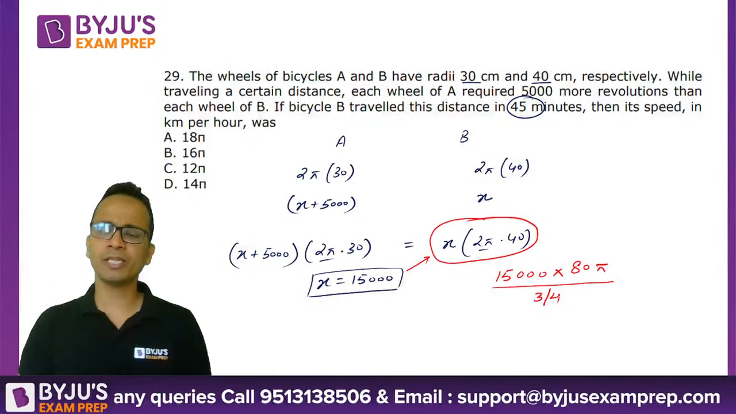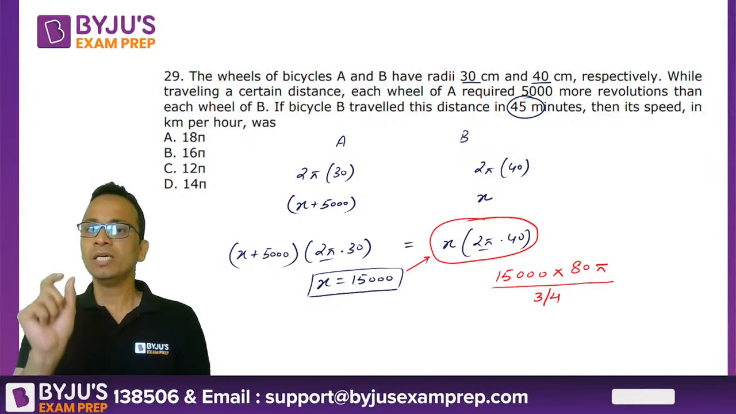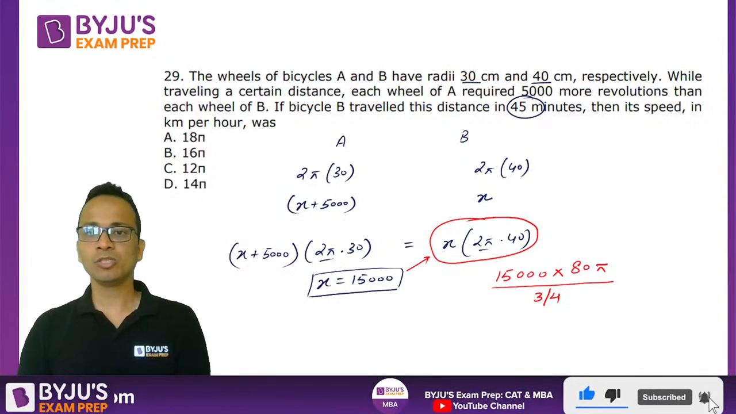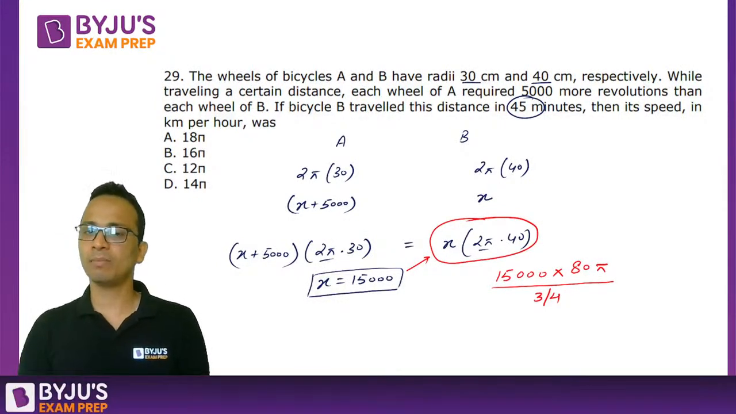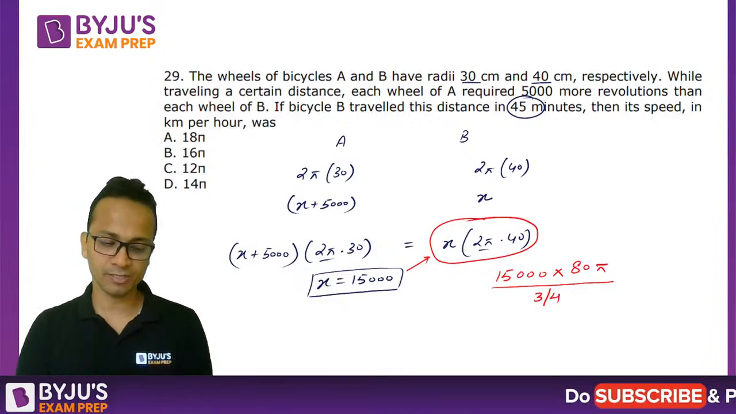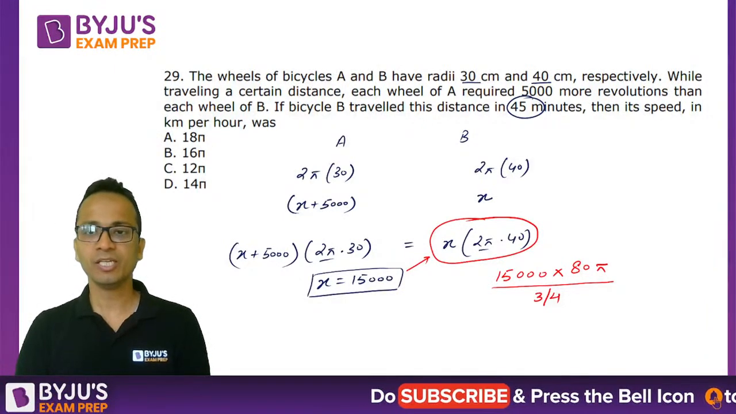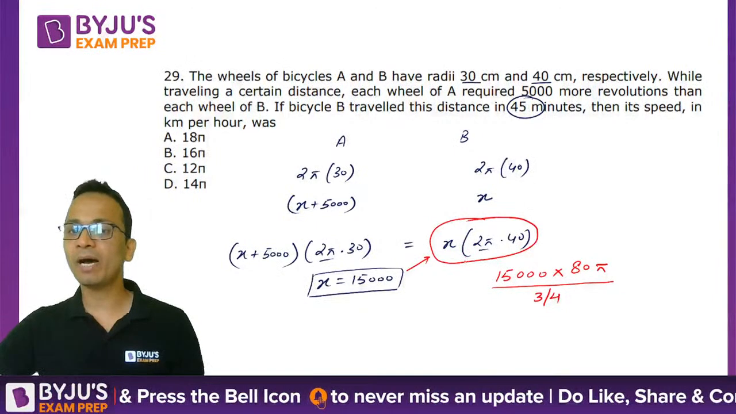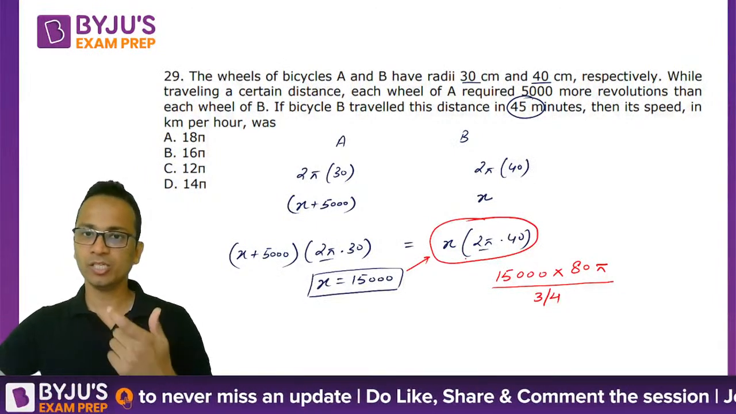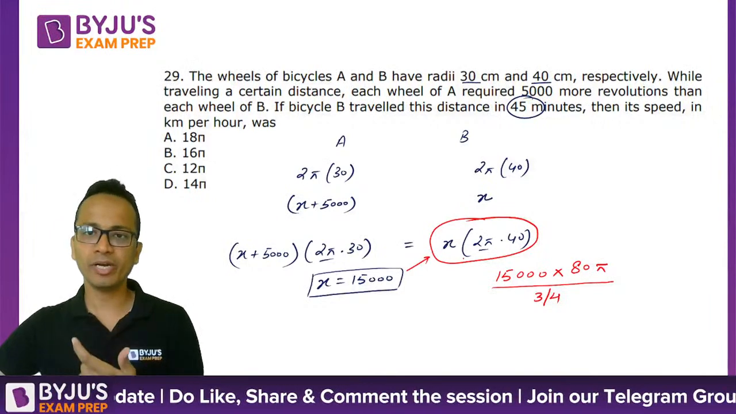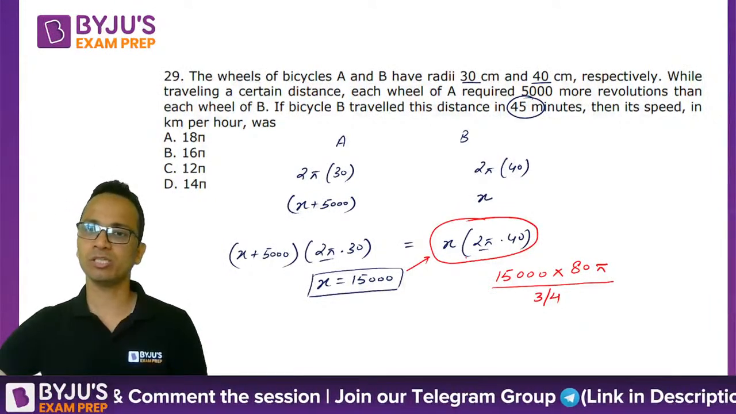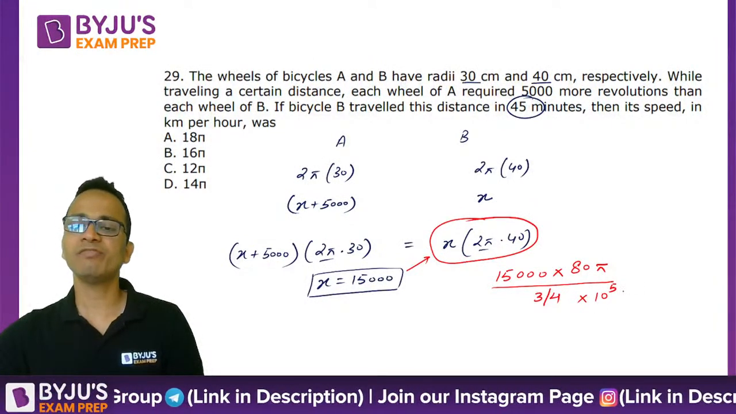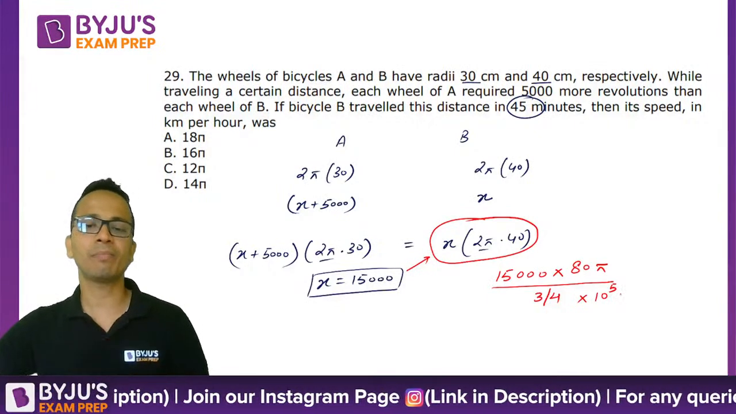Now another important thing to understand is that the radii were given in centimeters and they are asking about the speed in kilometer per hour. So I have converted minutes into hours, but the numerator is still distance in centimeters. Okay, so we can convert centimeters into kilometers by dividing. Centimeter to meter it will be 100, meter to kilometer it will be 1000. So divide by 10 raised to the power 5, and now the answer will be in kilometer per hour.